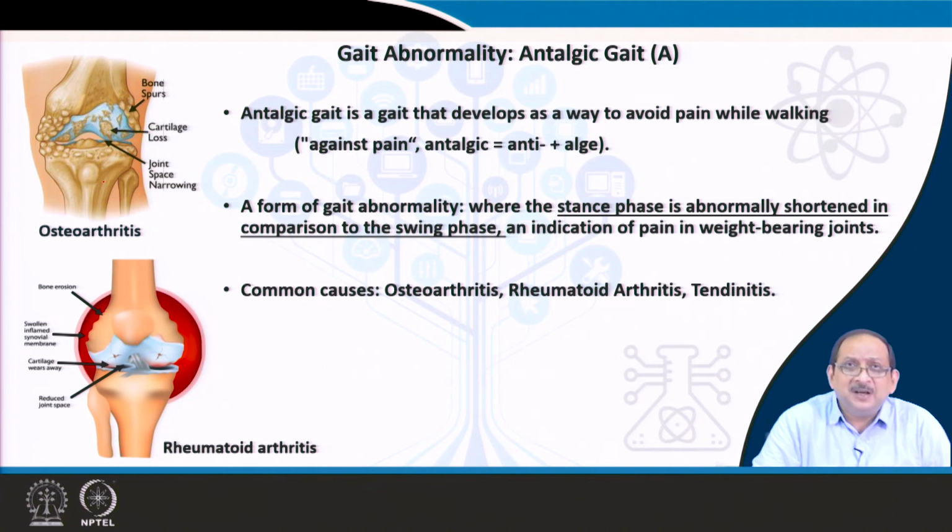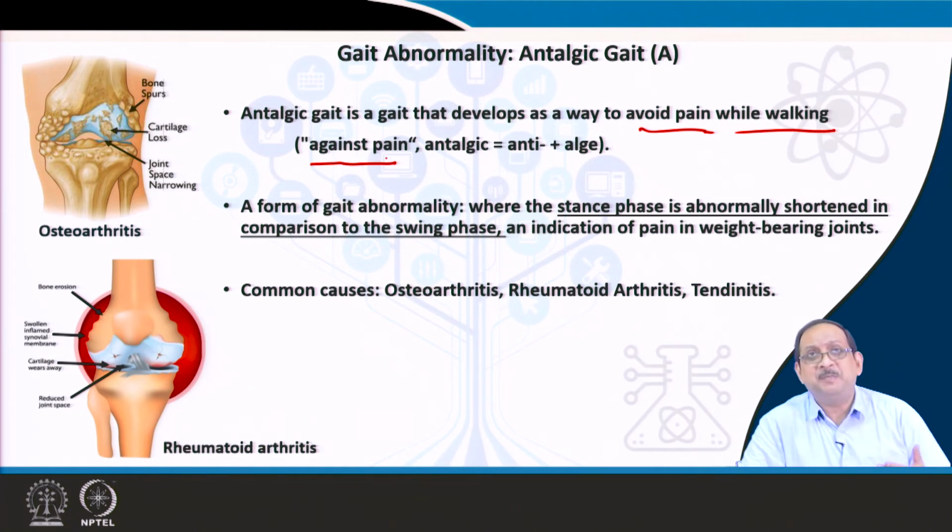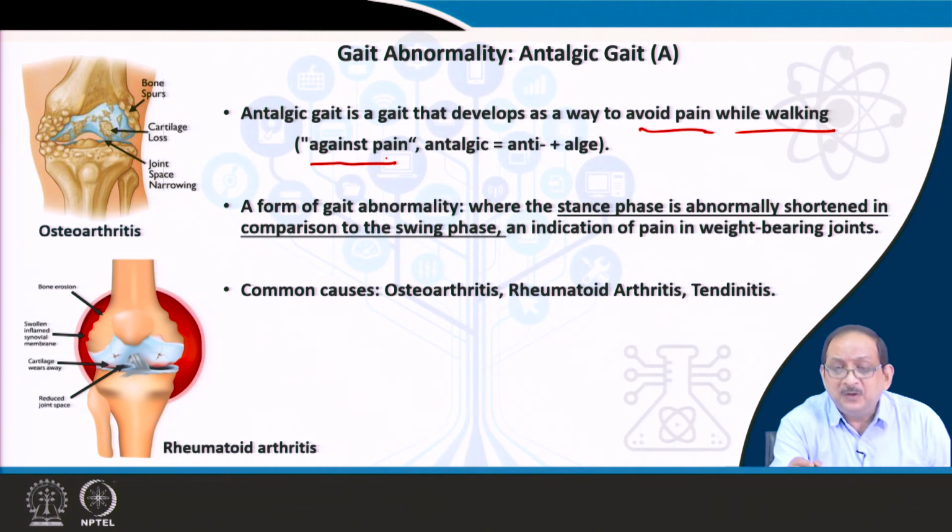Antalgic gait is a gait pattern that develops as a way to avoid pain while walking. So, it is a gait which is developed against pain. As the word suggests, it is anti-pain.